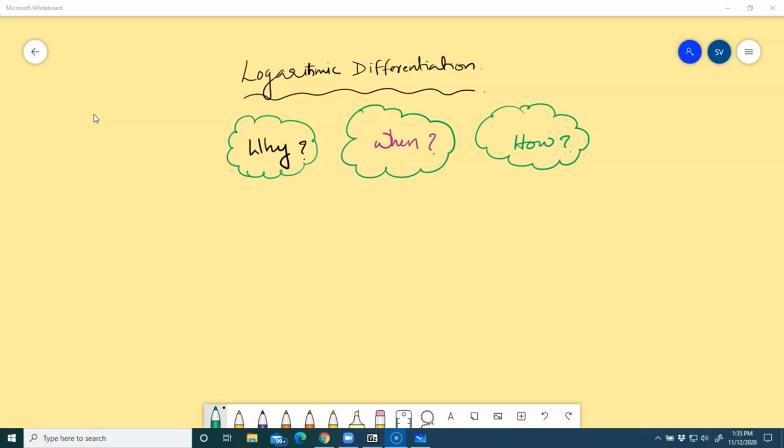What is this logarithmic differentiation? That's what we need to know first. In the process of differentiation, if we have a function, say for example y is equal to f of x is a function, and if we need to find out y dash, that means dy by dx.